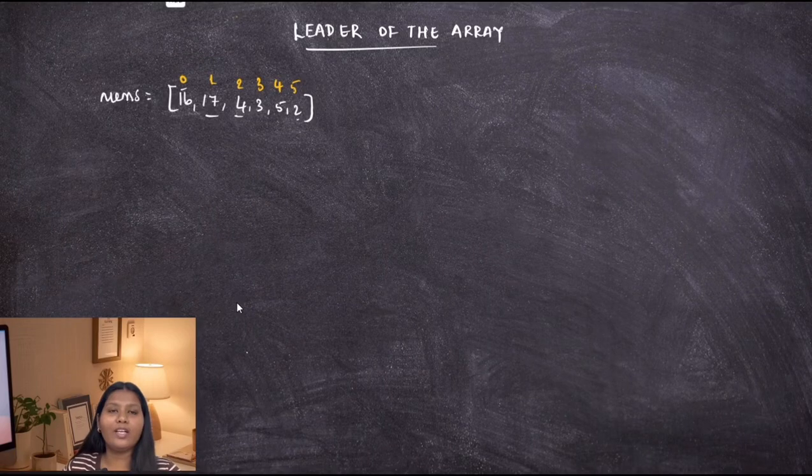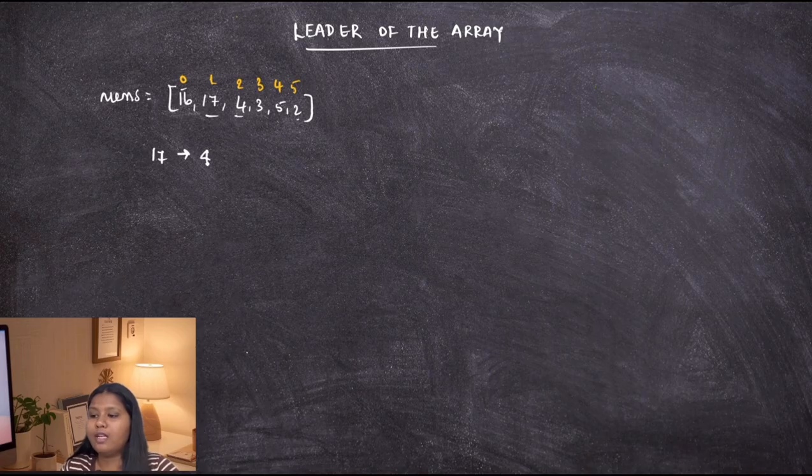In this video, we are going to see how to find the leader of the array. What is a leader of the array? Any element which is greater than all the elements present to its right side is called a leader. So let me say 17. 17 is the leader. How?